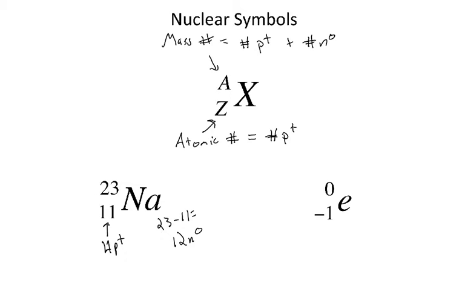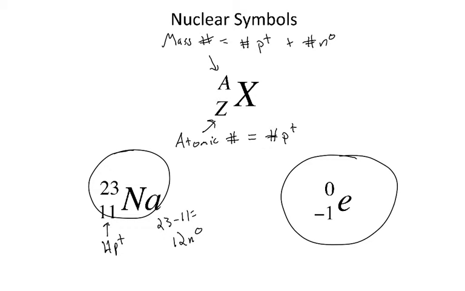Now when we do nuclear equations, not only are we going to have isotopes like this, but we're also going to be dealing with subatomic particles. So one of the subatomic particles is an electron, and so I've written the nuclear symbol here. An electron has no protons and neutrons, so its mass number is going to be 0. In addition to thinking of the subscript as the atomic number, we can also think of this as being the charge. We know that protons are positive, electrons are negative, so the atomic number, if you will, of an electron is -1.